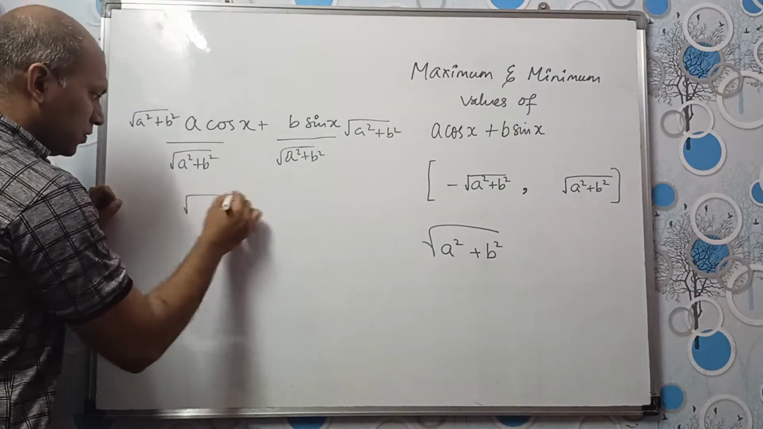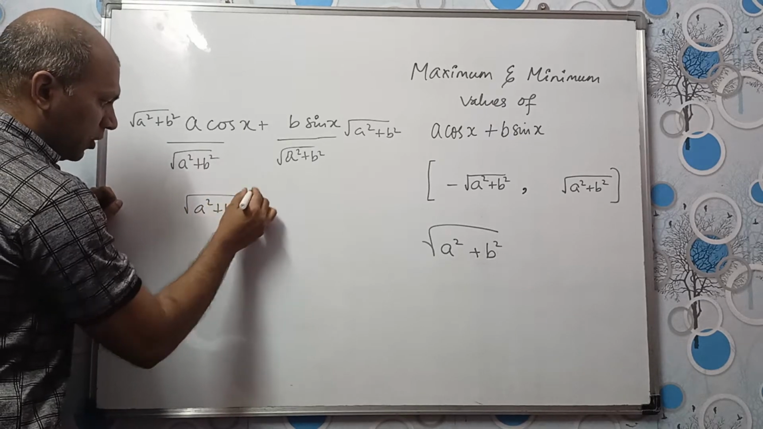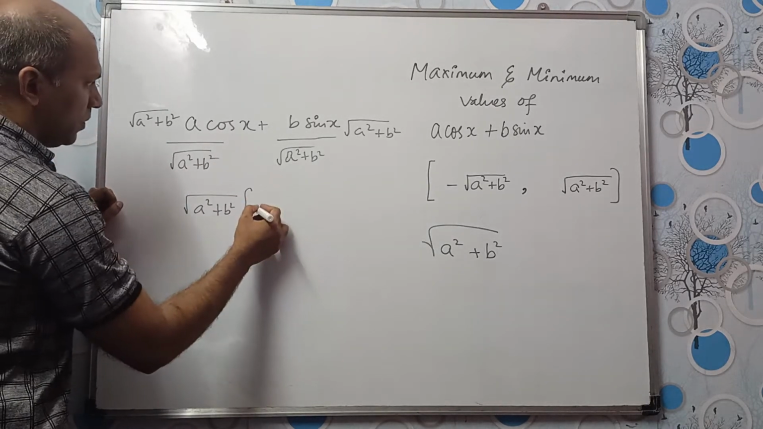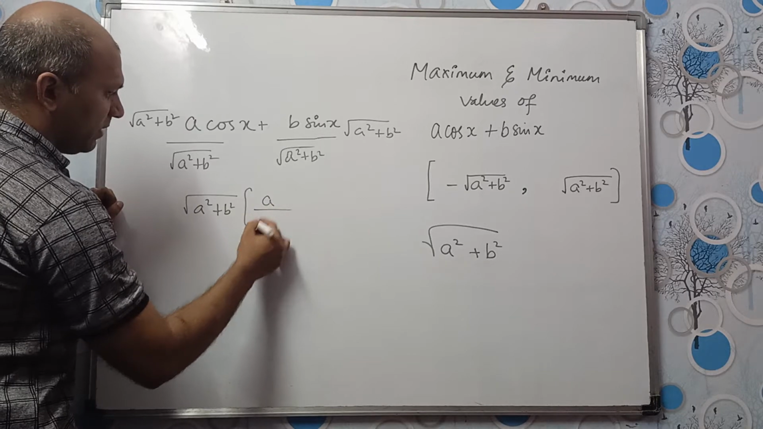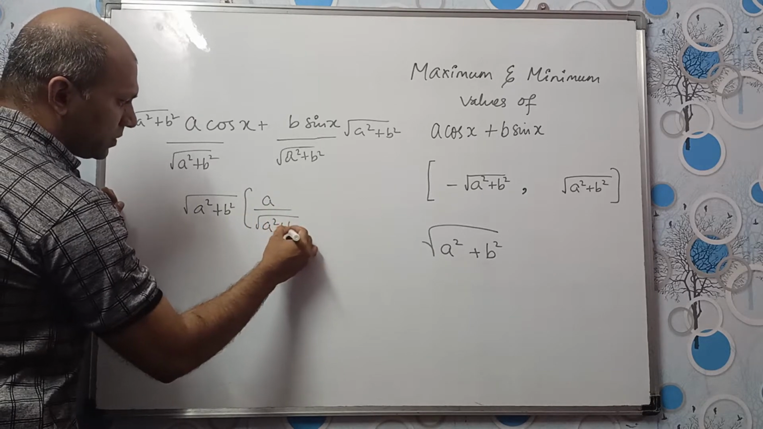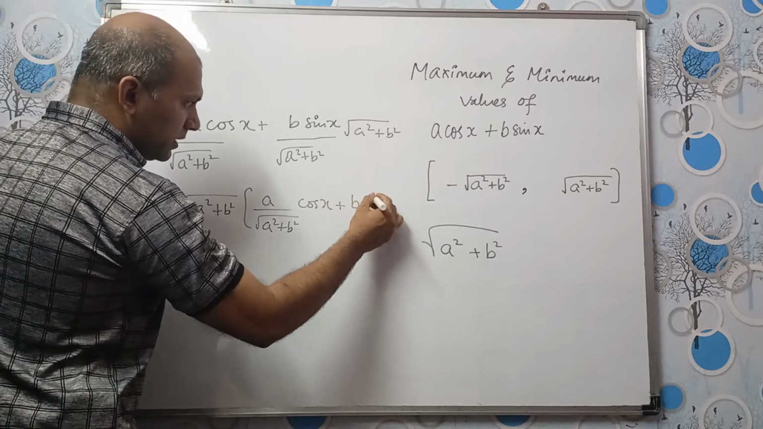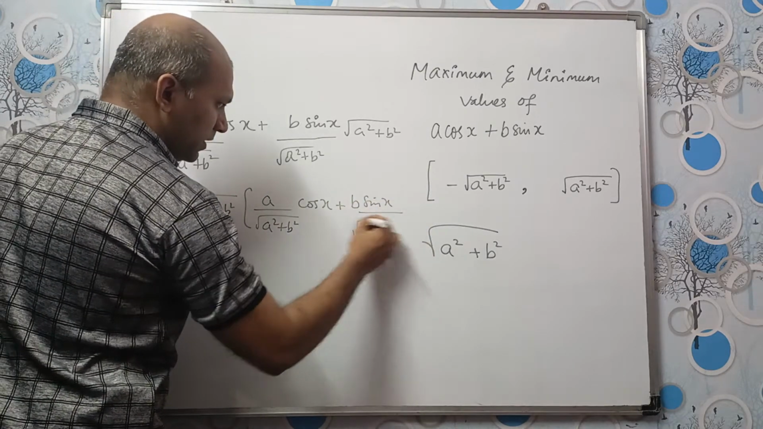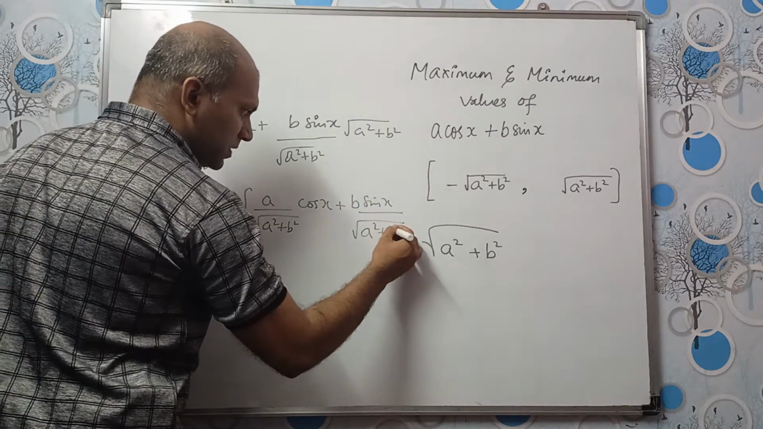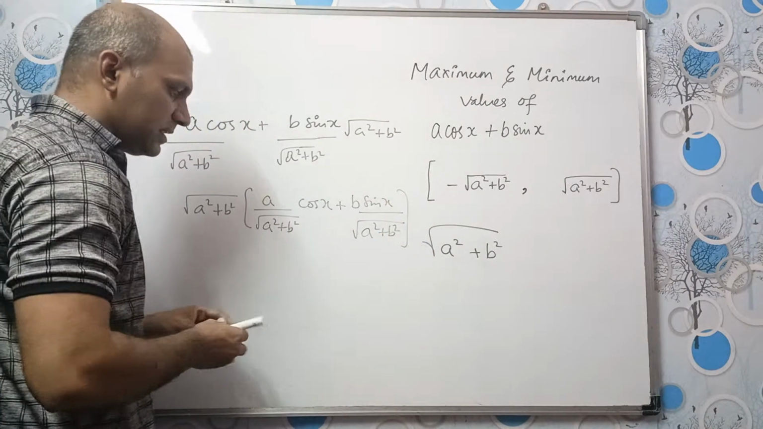So if you take root of a square plus b square common, what is left now? It is a divided by root of a square plus b square, times cos x, plus b divided by root of a square plus b square, times sin x. This is left now.